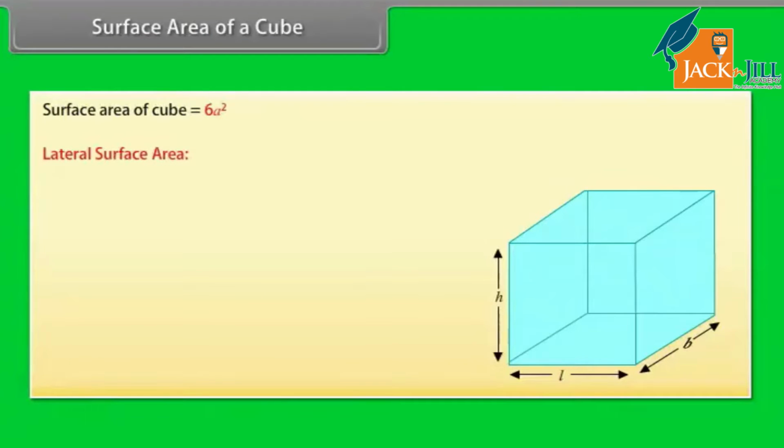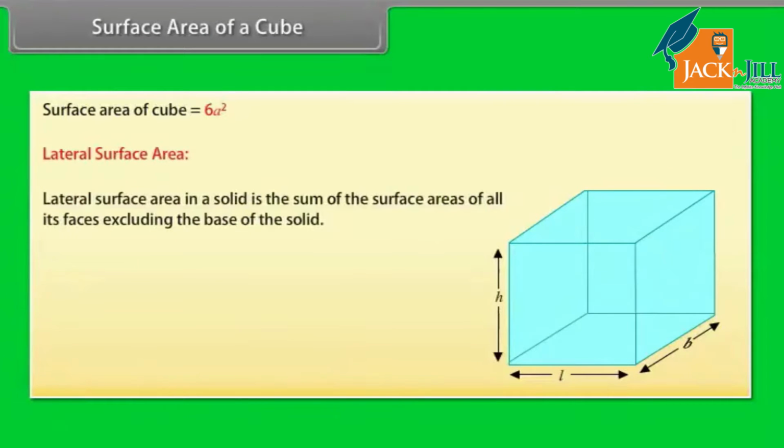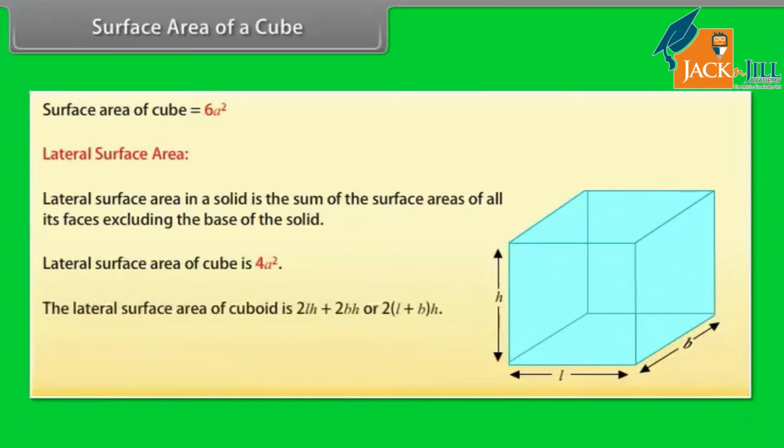Lateral surface area. Lateral surface area in a solid is the sum of the surface areas of all its faces excluding the base of the solid. Lateral surface area of cube is 4A square. And the lateral surface area of cuboid is 2LH plus 2BH, or 2 into (L plus B) into H.